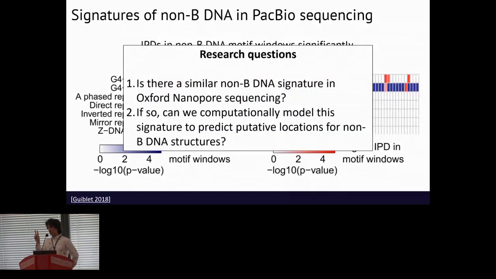So there are two main questions that we had with this work. First, is there a similar signature to IPDs in Oxford Nanopore sequencing? Can we extract some feature from the raw data that will be similar to an IPD that we can use to locate non-B structures? And going a little bit further from this previous study, can we actually build a computational model to find putative locations of non-B structures?